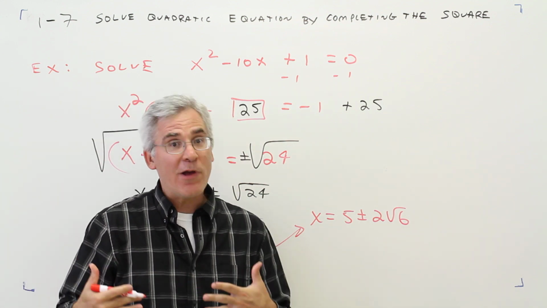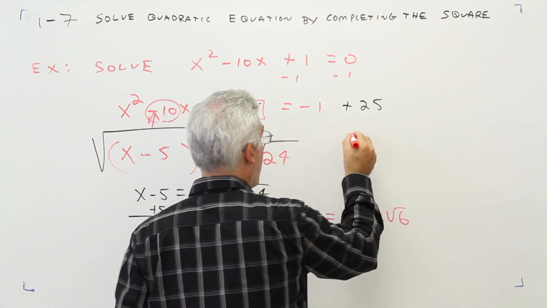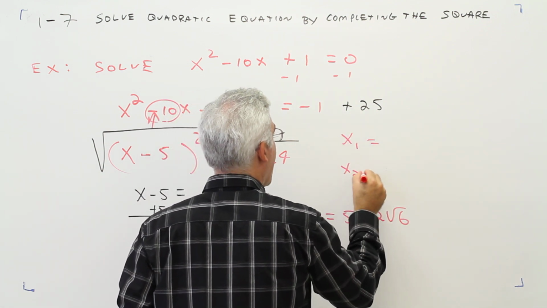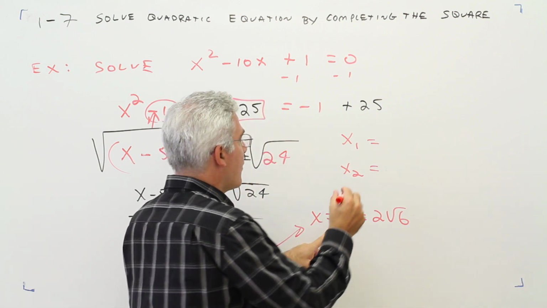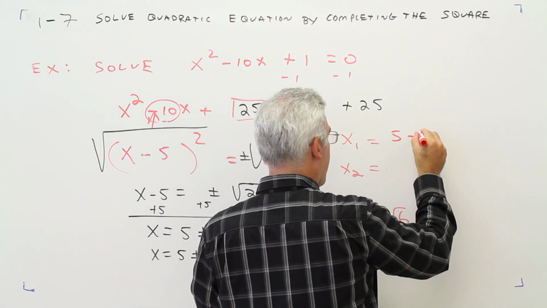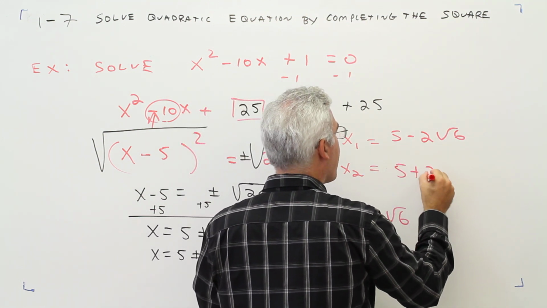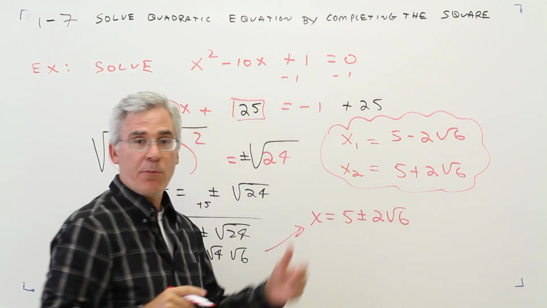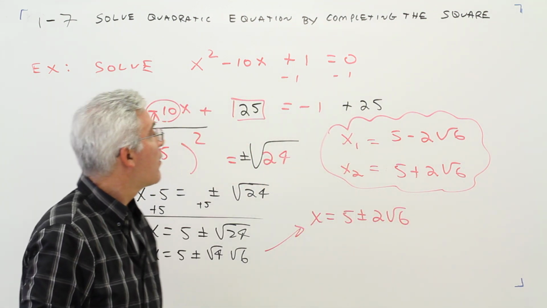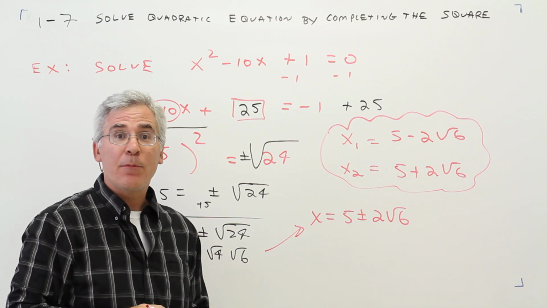And again, on my quizzes and tests, I want two different answer blanks: x sub 1 and x sub 2. And I usually put the smaller number first. So x sub 1 equals 5 minus 2 rad 6, and x sub 2 equals 5 plus 2 rad 6. And those are my two solutions. So there you have it, how to solve a quadratic equation by completing the square.